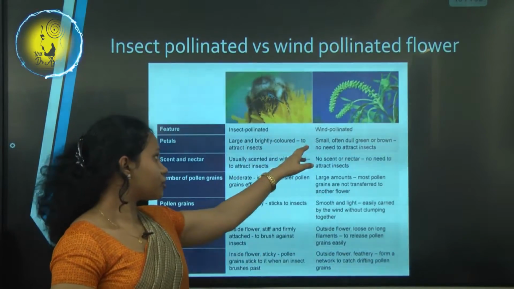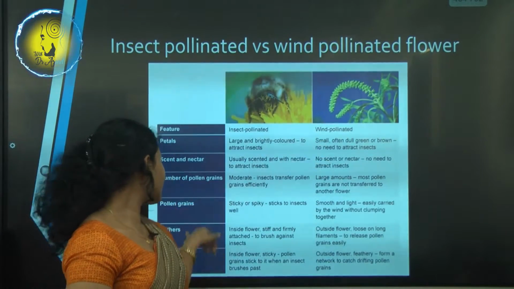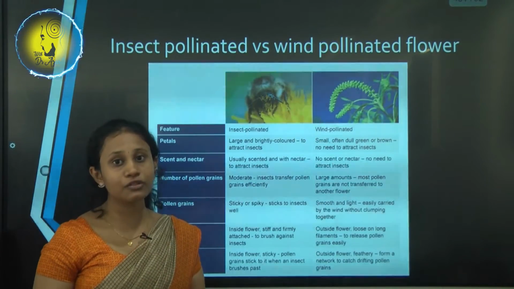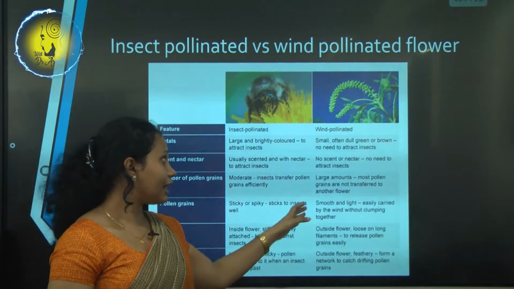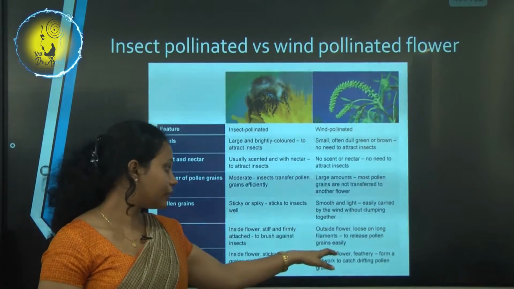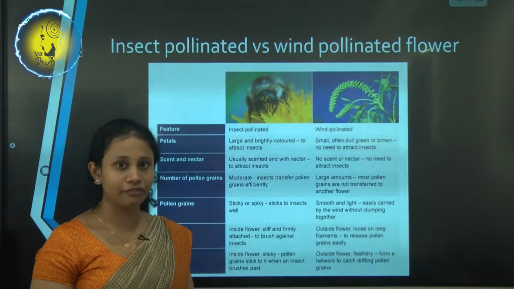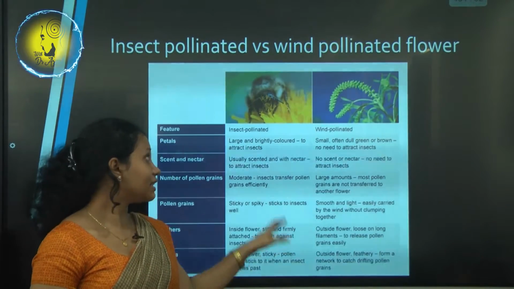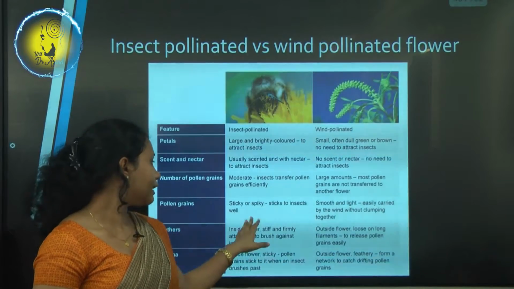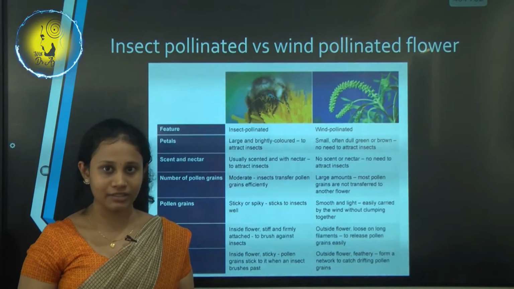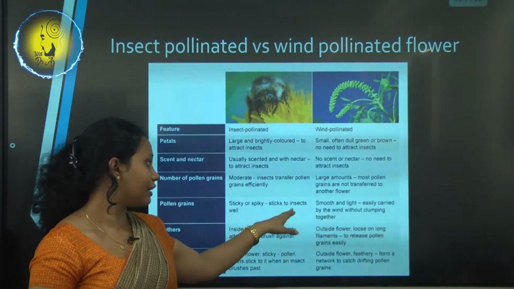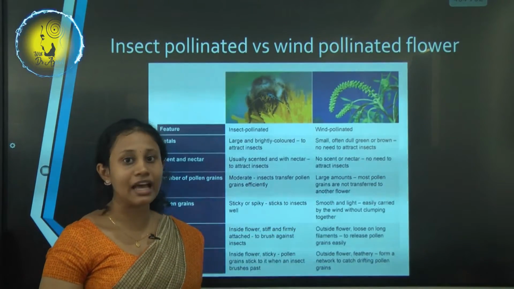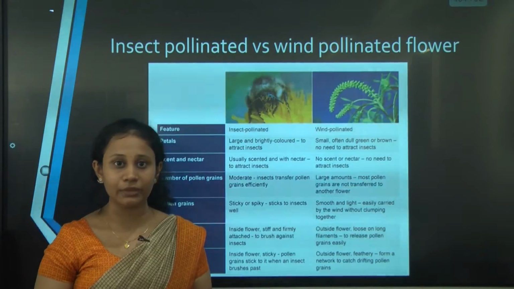And when you see the structure, in the wind pollinated flowers, stigma and anthers are exposed to the environment. Therefore, when the wind blows, it will carry the pollen grains, and the drifting pollen grains can stick onto the stigma of the wind pollinated flowers. But in the insect pollinated flowers, they are just closed inside the flowers. And if you take the structure of the pollen grains in the wind pollinated flowers, they are smooth and light, so that they can easily be carried by the wind.